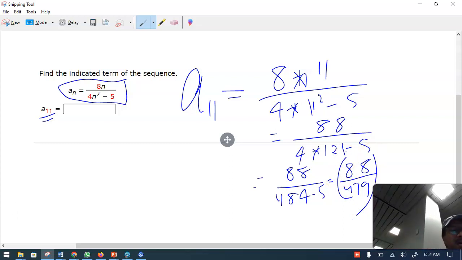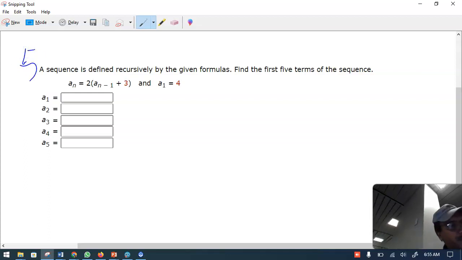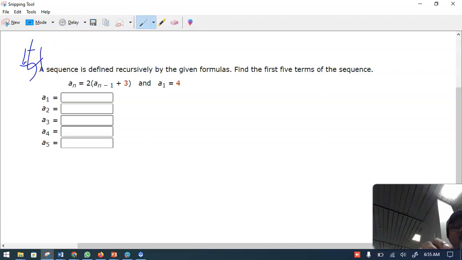Let's move to question number 4. Question number 5. If you see the sequence, they gave you a_n and something is given to you. This is 4, I'm sorry. So this is 4. So a_n is given, and there's also a_(n-1).